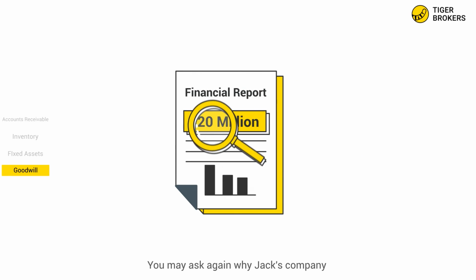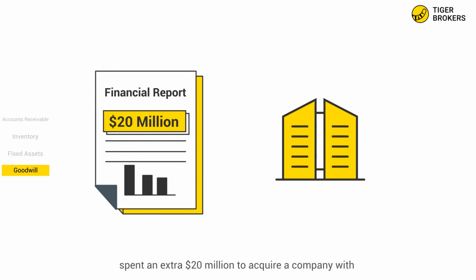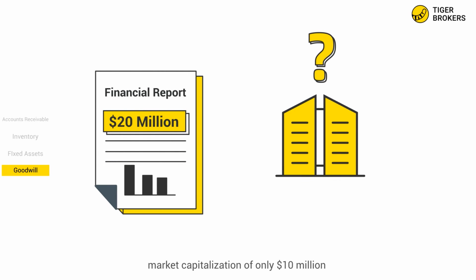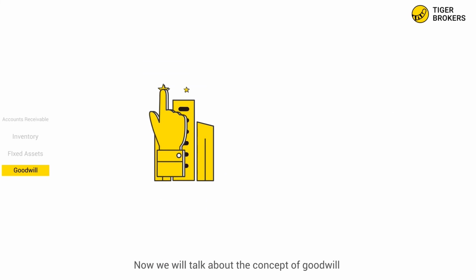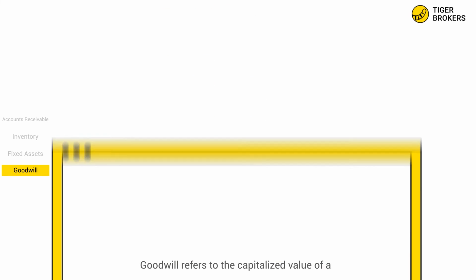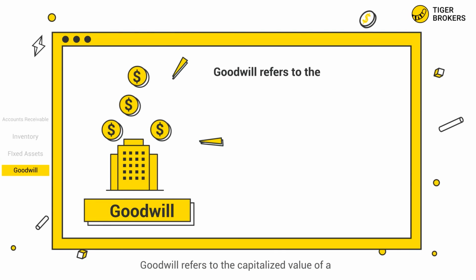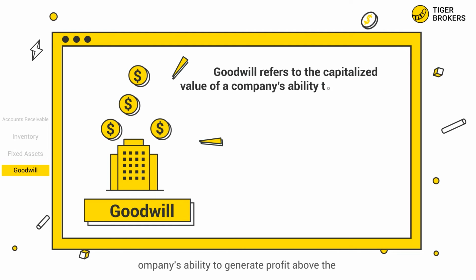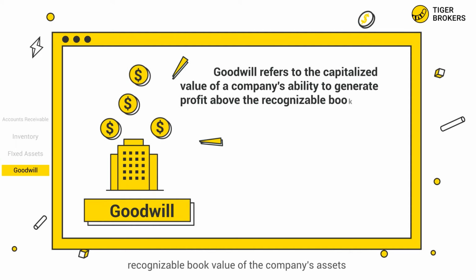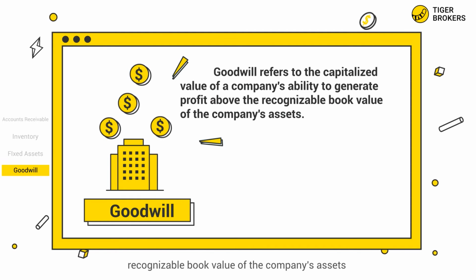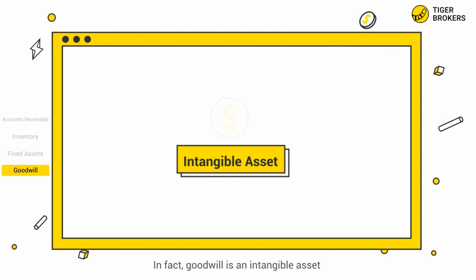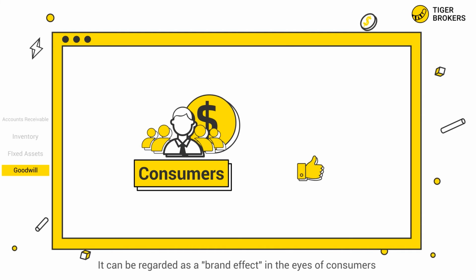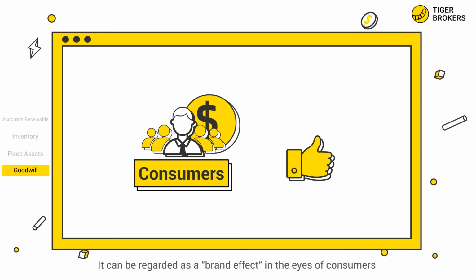You may ask again, why Jack's company spent an extra $20 million to acquire a company with a market capitalization of only $10 million? Now we will talk about the concept of goodwill. Goodwill refers to the capitalized value of a company's ability to generate profit above the recognizable book value of the company's assets. Sounds complicated, doesn't it? In fact, goodwill is an intangible asset. It can be regarded as a brand effect in the eyes of consumers.